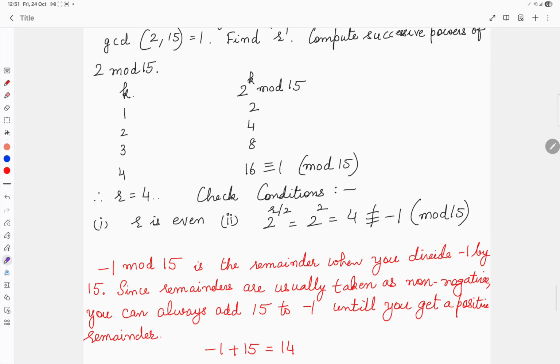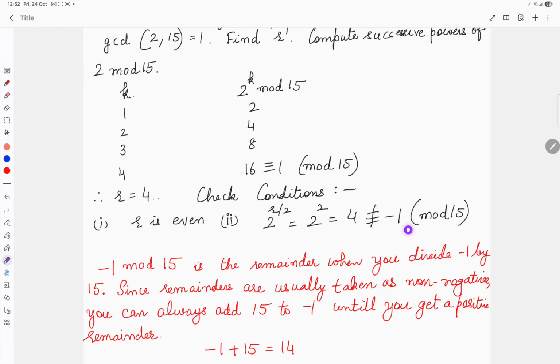So once we have found the period, we will check the conditions. What conditions? That R is even, of course R is even, and we will check with this expression. That means 2 raised to the power r by 2. Here r by 2 is 2, so 2 raised to the power 2 is equal to 4. And we will check this second part, which is that 4 is not congruent to minus 1 mod 15.